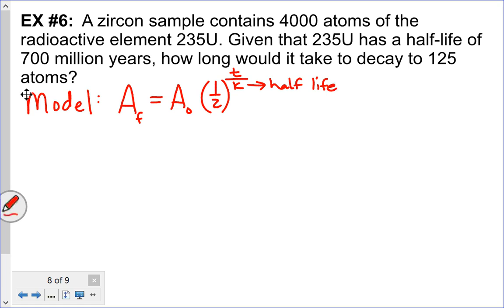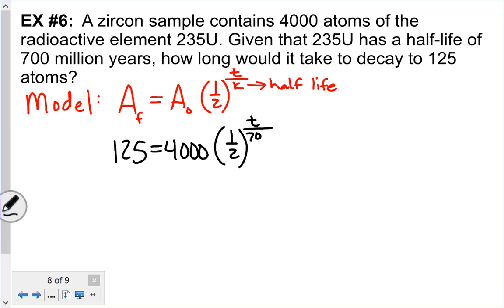So all we're going to do is fill stuff in. So the final amount, we want to know how long it takes to get to 125. So 125 is the final. The initial amount is 4,000. And then it's 1/2 to the t over, they tell us it's 700 million years to decay for a half-life. So we'll put 700, so our answer's in millions of years. So all we have to do is solve this. So we take and divide by 4,000.